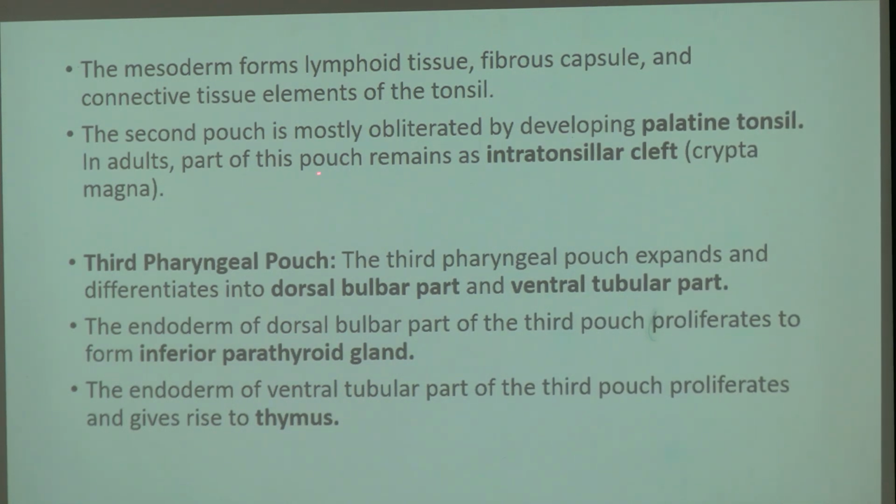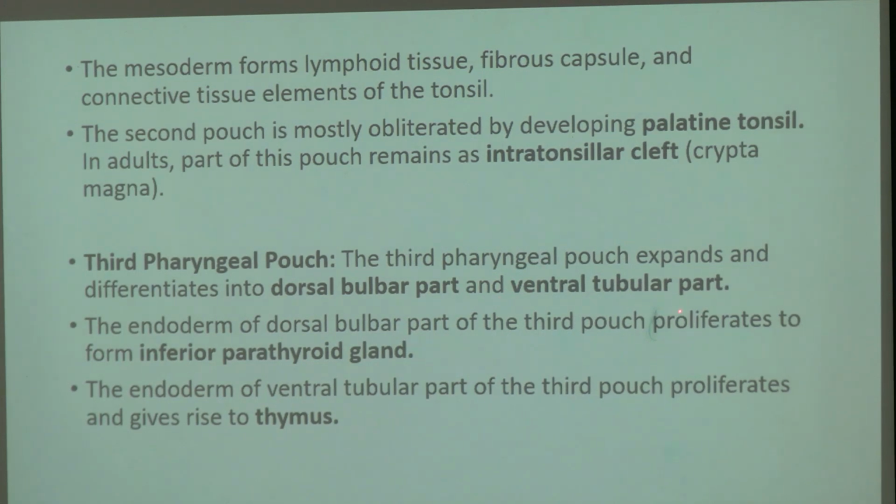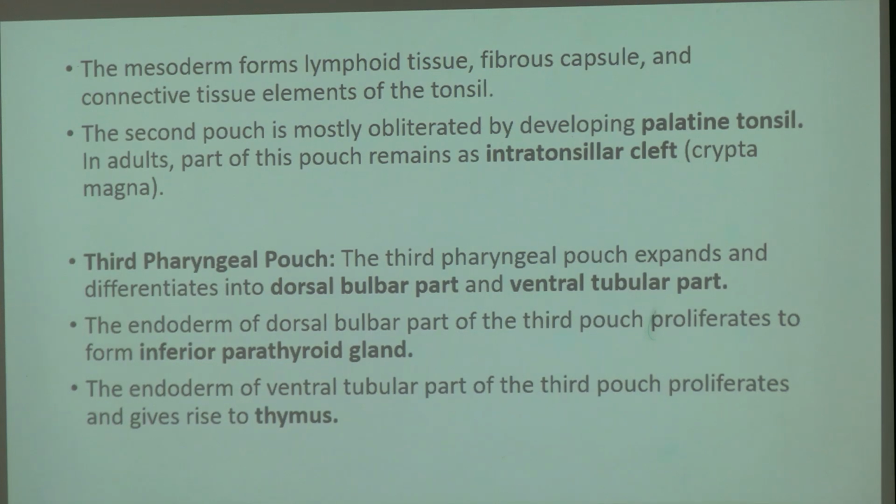In adult, part of this pouch remains as an intratonsillar cleft. Third pharyngeal pouch. The third pharyngeal pouch expands and differentiates into a dorsal bulbar part and a ventral tubular part, that is nothing but your dorsal wing and ventral wing.